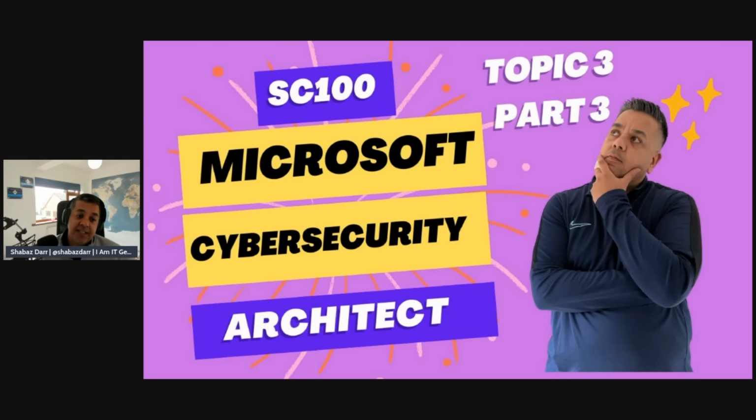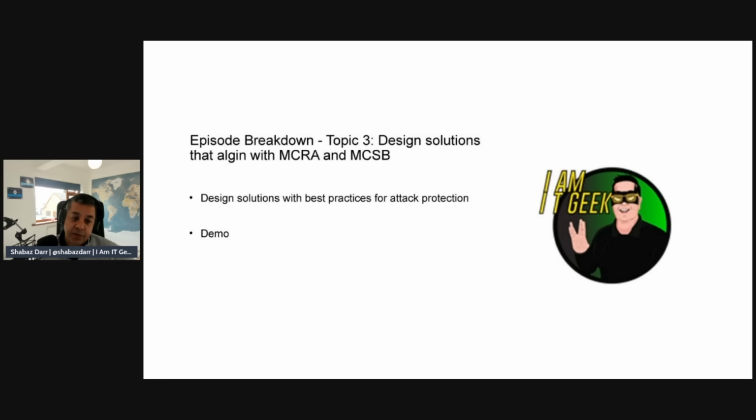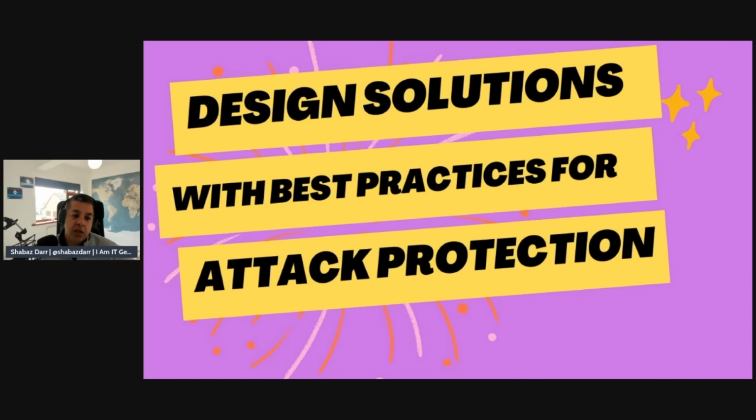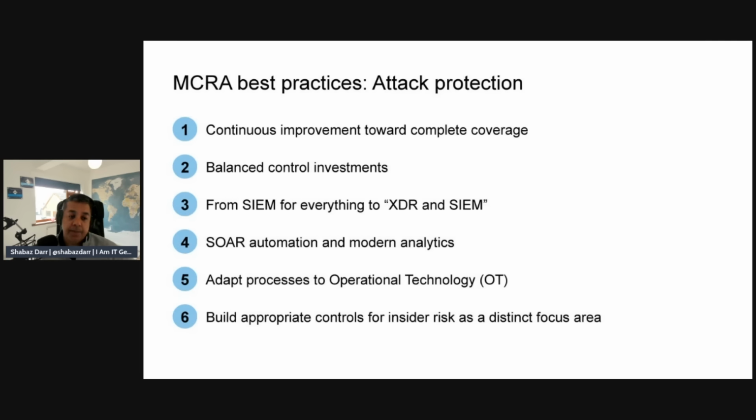So this is, as I mentioned, the SC-100 Microsoft Cybersecurity Architect exam series. This is topic 3, part 3, so this is the final part of this topic. As I mentioned in the previous episode, this is design solutions that align with MCRA and MCSB. And today we're going to cover a single part of this topic: design solutions with best practice for attack protection. Now we'll jump into the demo. So let's talk about design solutions with best practice for attack protection.